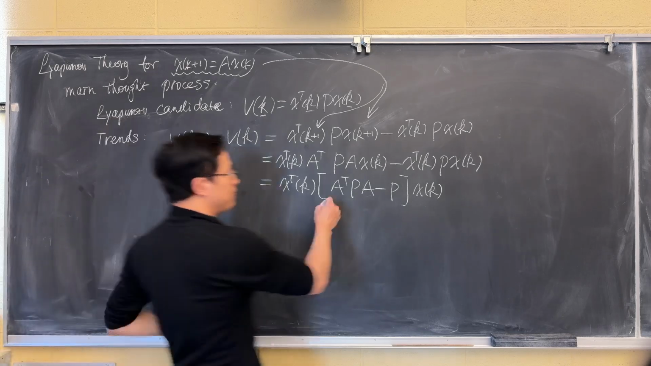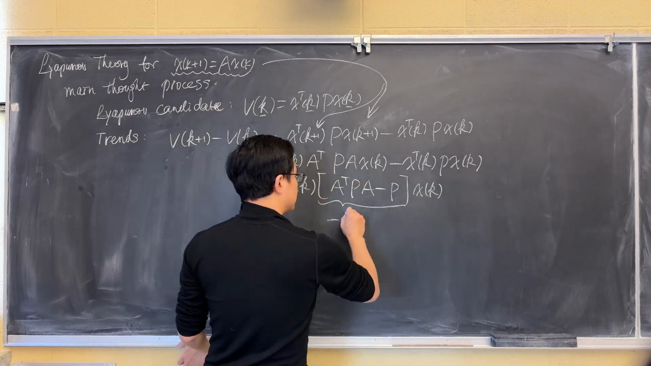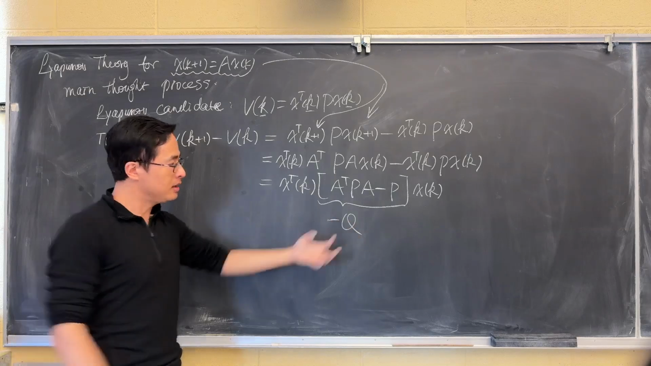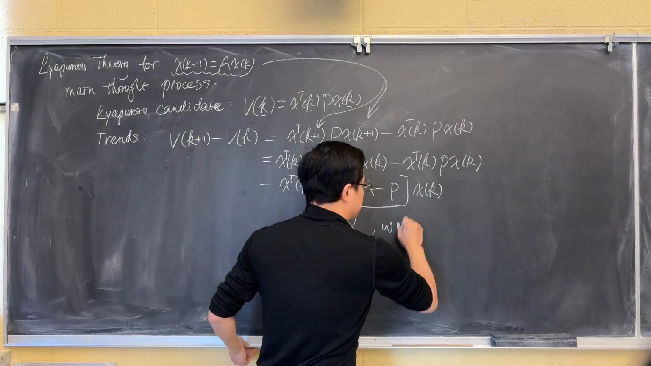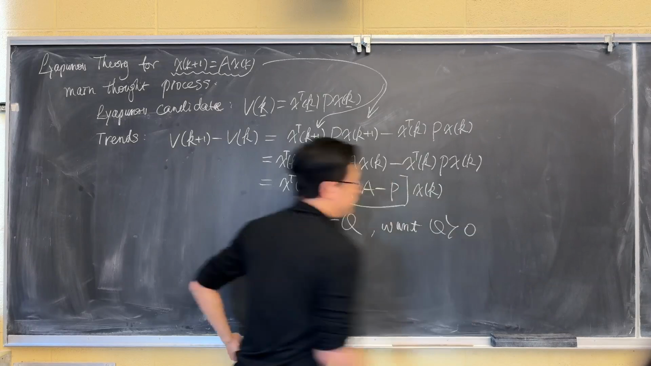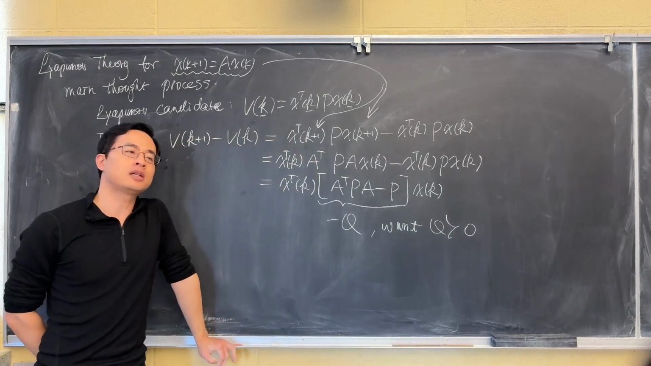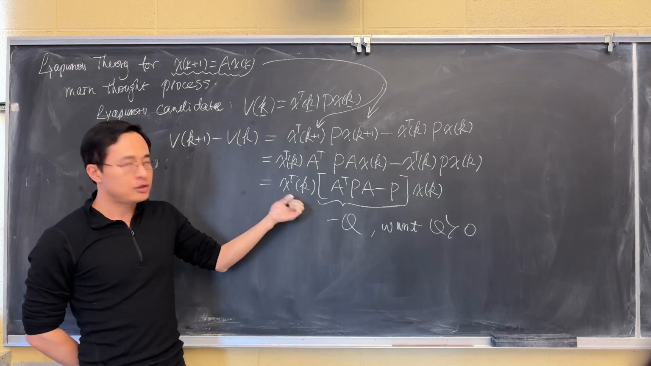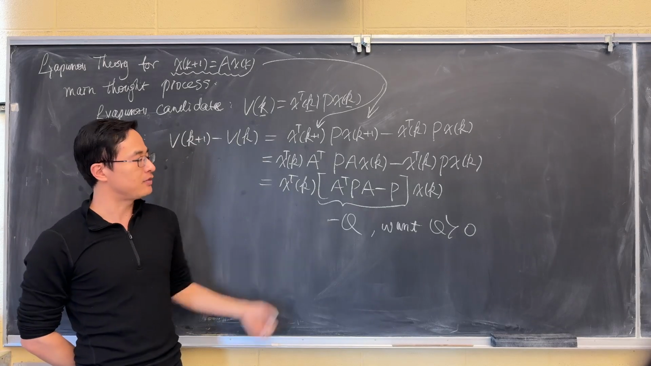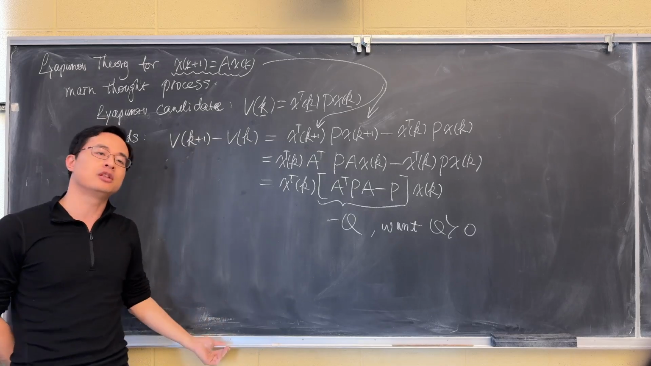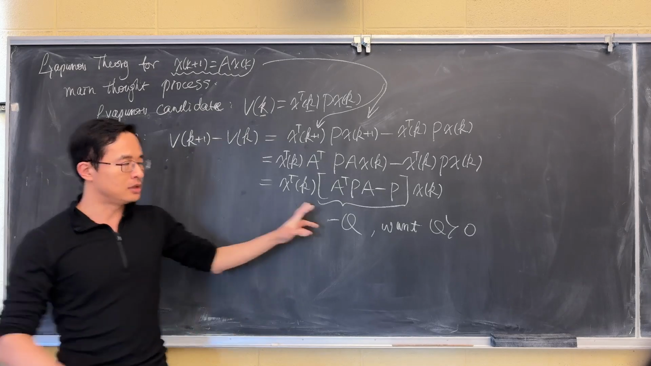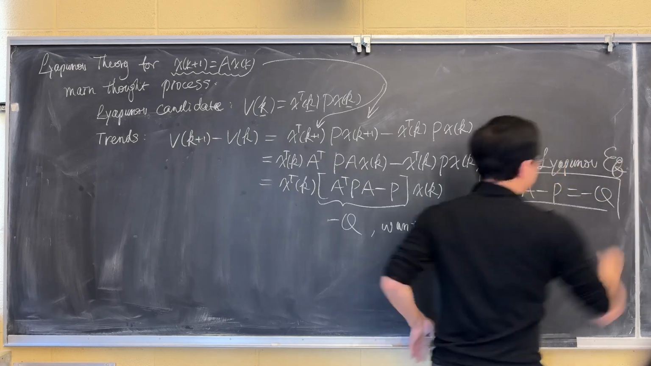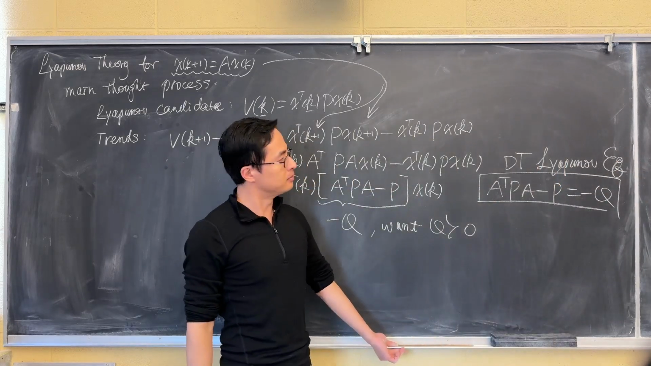So what do we want? Let's define this as negative Q. Then we want Q to be positive definite. If Q is positive definite, then that means the change of the energy is negative definite. That means the energy will keep reducing. This equation is the discrete time Lyapunov equation.